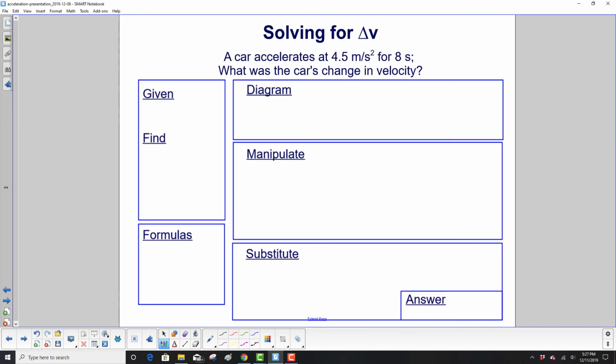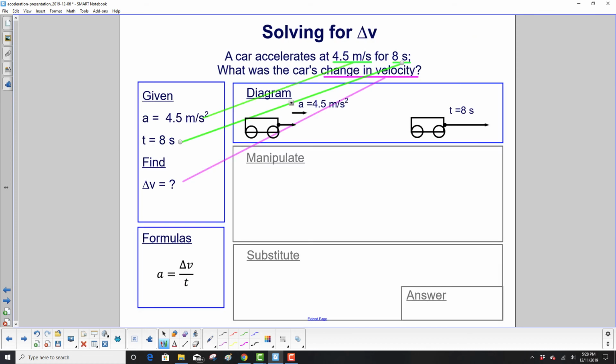Let's step through a solution now. We have a car that accelerates at 4.5 meters per second squared for 8 seconds. What was the car's change in velocity? If you'd like, please use the template down here. Give it a shot on your own before you go to the next slide. First, we find the givens. Here's our acceleration, and that goes there, 4.5 meters per second squared. Then we have a time, 8 seconds, that follows that line. And we want to find change in velocity, which is delta V.